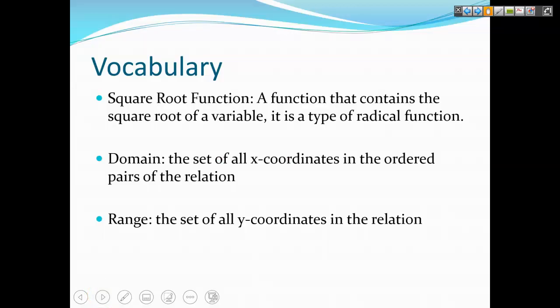So what we're going to do today is go back and think about a quadratic and think about taking it and shifting it essentially 90 degrees. That square root will be a function that contains the square root of a variable. This is also known as a radical function.